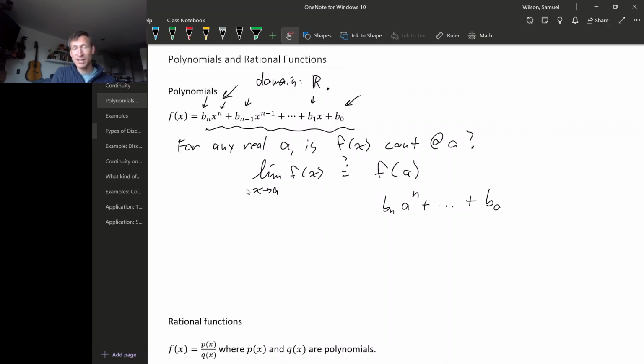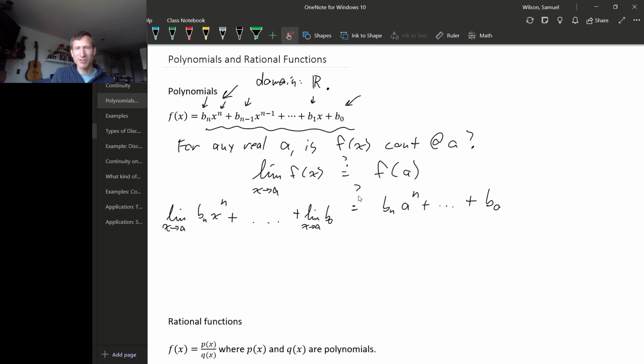Now we need to find the limit for f of x as x approaches a. Well, since a polynomial is a big sum of terms, we can start out just by using the sum rule for limits. So we get the limit as x goes to a of b sub n x to the n, plus the limit of the n minus 1 term, and so on, all the way down to the limit as x goes to a of b sub 0.